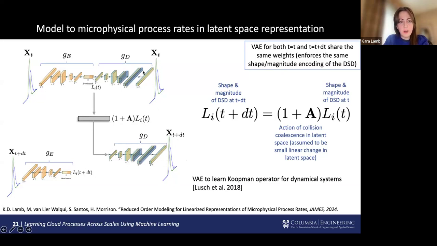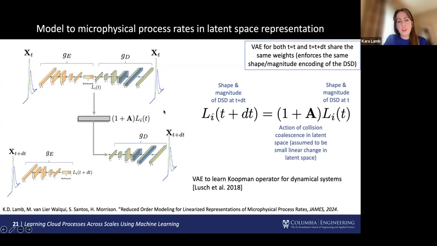And it's sharing the same weights as this decoder function here. So basically the idea is that the latent variables represent the shape and magnitude of the droplet size distribution, and then the action of the collision coalescence process in that latent space representation is basically encoded into this matrix. And this is basically the same idea as using a variational autoencoder to learn the Koopman operator for a dynamical system.